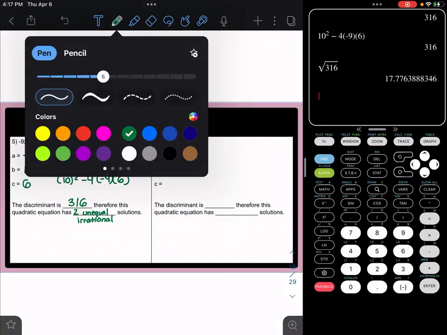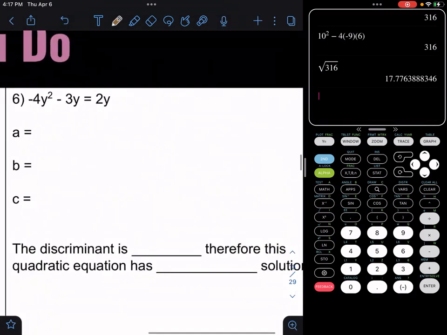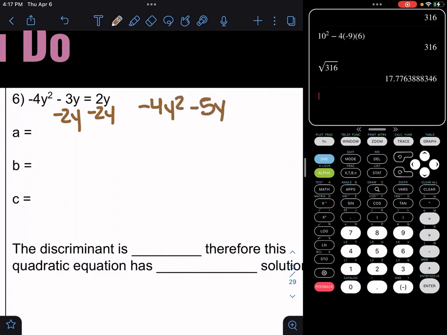Alright, let's try the next one. We need to get this equal to 0, so I'm going to subtract 2y. I would get negative 4y squared minus 5y equals 0. So A is negative 4, B is negative 5, and C is 0 since there's no constant.